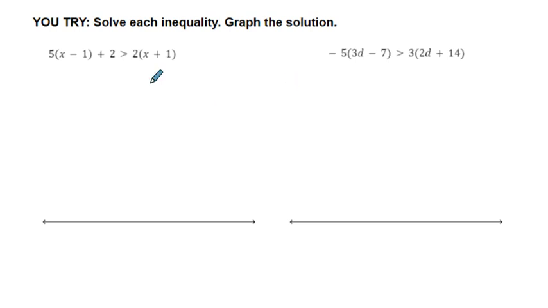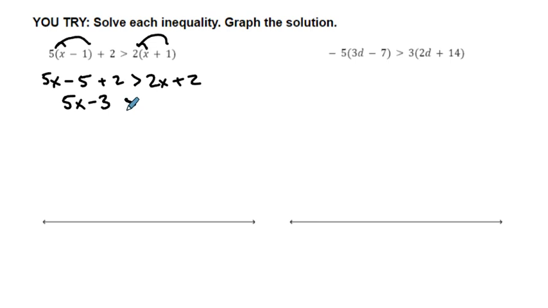All right, so I'm assuming you tried these. So what I'm going to do first is get rid of my parentheses. So we're going to have 5x minus 5, so I'm multiplying, right? And then we have plus 2 is greater than or equal to, multiply here, we have 2x plus 2. So before I can start moving things around, I want to clean this side up, so we just get it down to 2 terms. So we're going to have 5x minus 3 is greater than or equal to 2x plus 2.